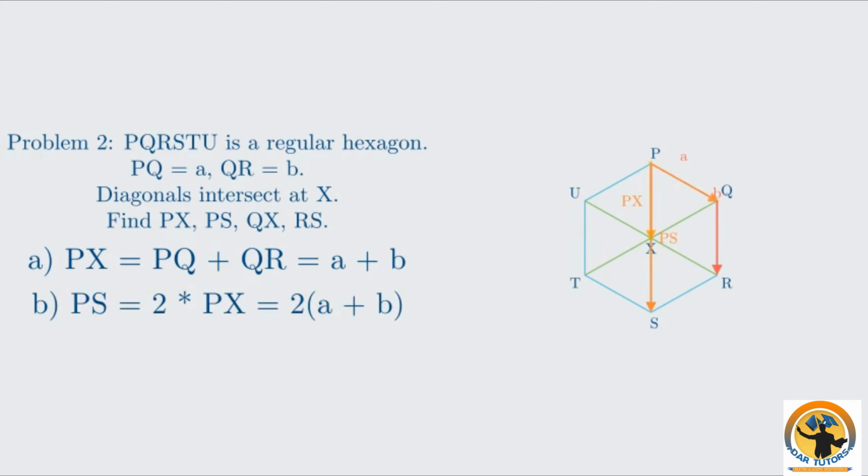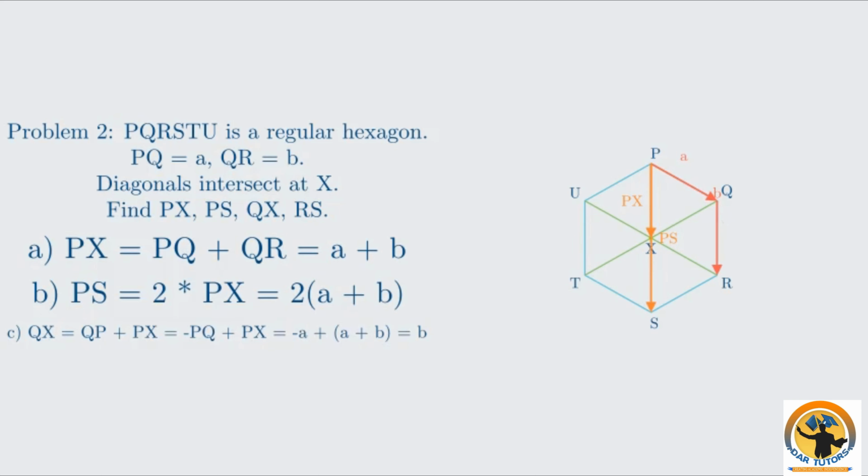Now for QX. We can find QX by going from Q to P, and then from P to X. QX equals QP plus PX. QP is the negative of PQ, so it's negative a. We already found PX is a plus b. Adding them together, we get negative a plus a plus b, which simplifies to b.